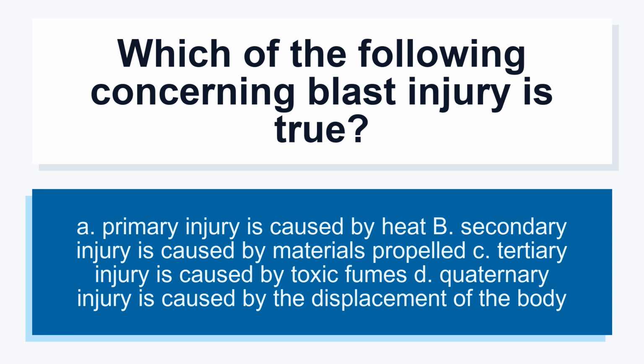A. Primary injury is caused by heat. B. Secondary injury is caused by materials propelled. C. Tertiary injury is caused by toxic fumes. D. Quaternary injury is caused by the displacement of the body.